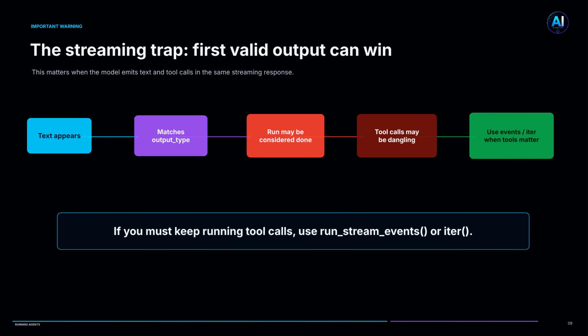This is the first subtle part of the lesson, so let's slow down. In streaming mode, Pydantic AI can treat the first output that matches the output type as the final output. So if your output type is a string and the model starts producing text, the run may be considered complete even if the model also produced tool calls later in the streaming response, leaving those tool calls dangling. The practical beginner rule is, if tool execution must fully run and be observed, use run_stream_events or iter instead of plain run_stream.